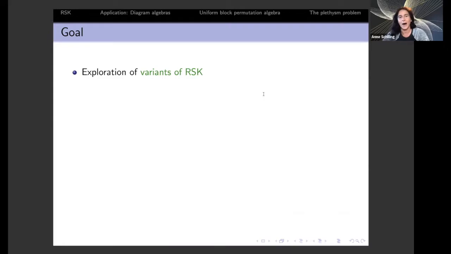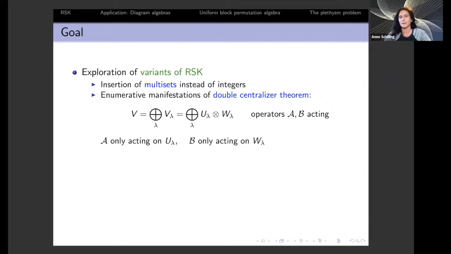Usually when we talk about RSK, you have some permutation or word or generalized permutation consisting of integers, and you insert it and you get a pair of tableaux. What I want to do today is give you a variant of RSK where you actually insert multisets instead of just integers. And we will see that this gives us an enumerative manifestation of what's called the double centralizer theorem.